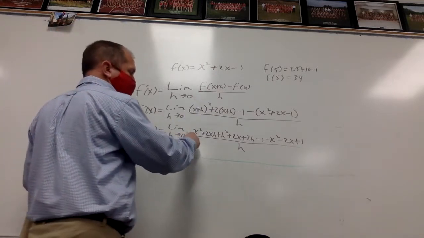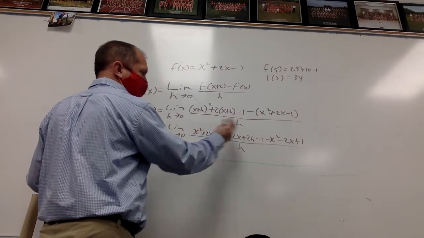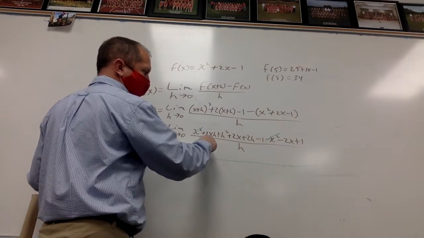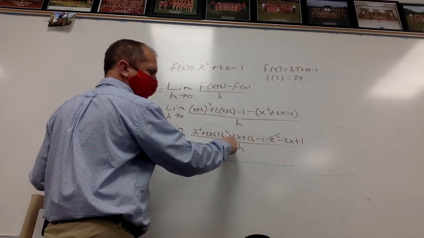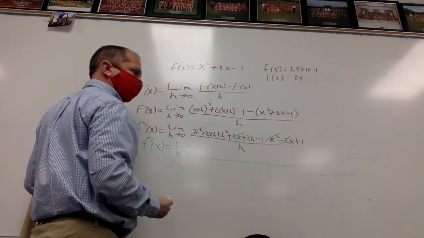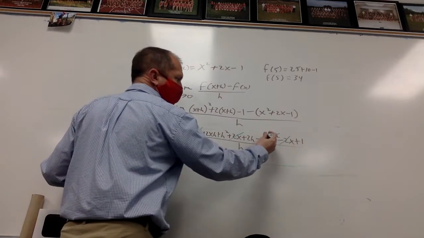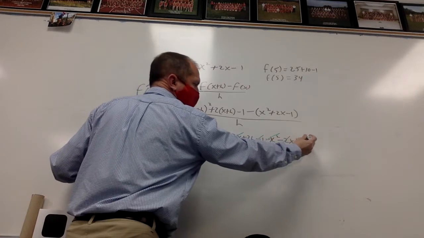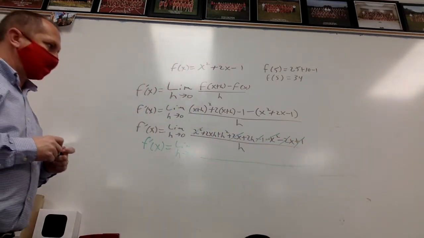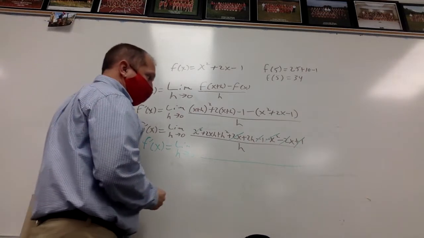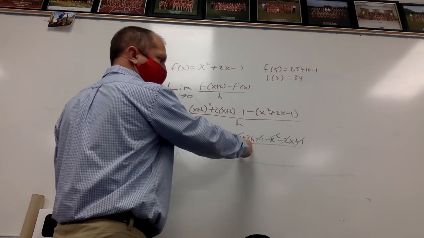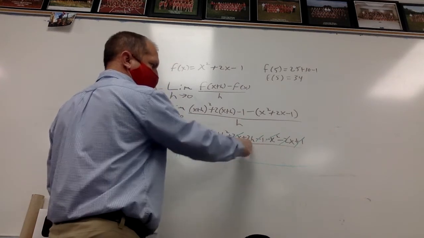All right, so I've got an x squared, and I've got a negative x squared, so they go away. I've got a 2x, and I have a minus 2x. And then I have a negative 1, and I have a positive 1. So, from that, what am I left with? Every term has an h in common, right? h, h, and h.